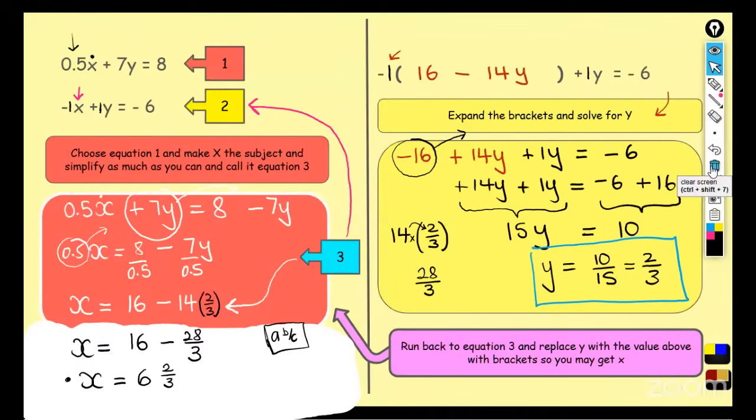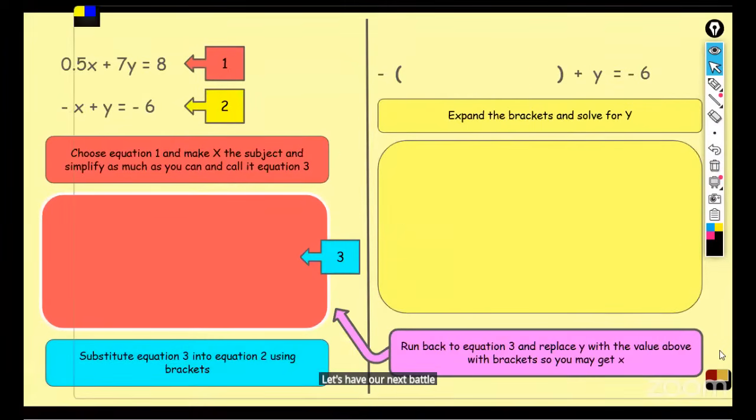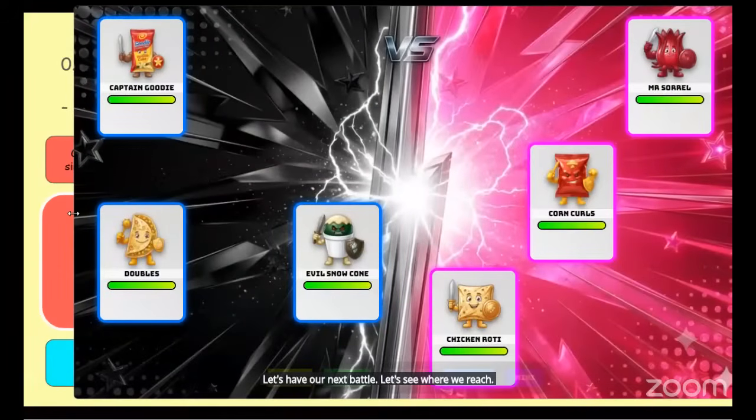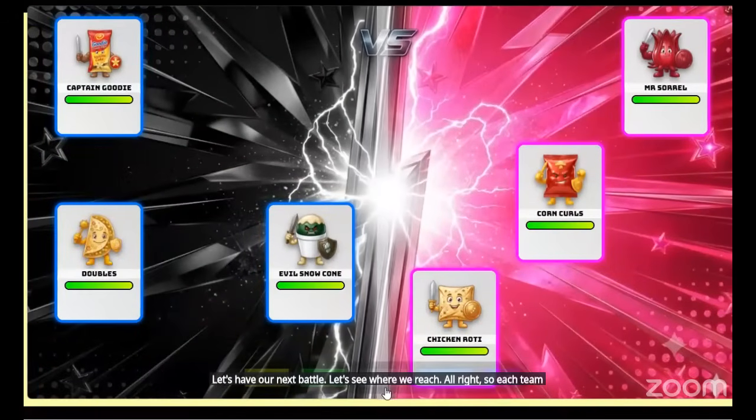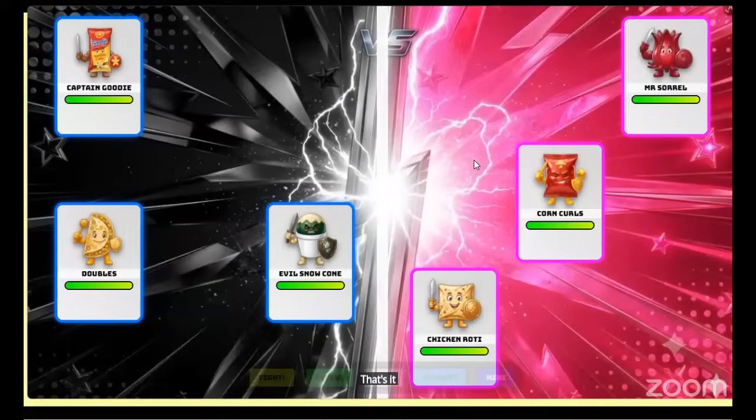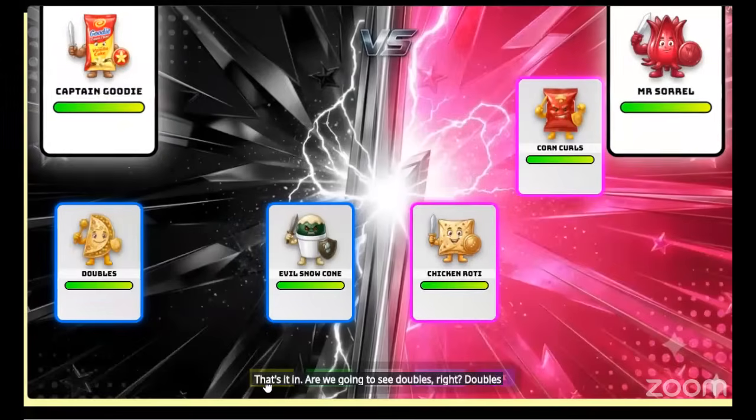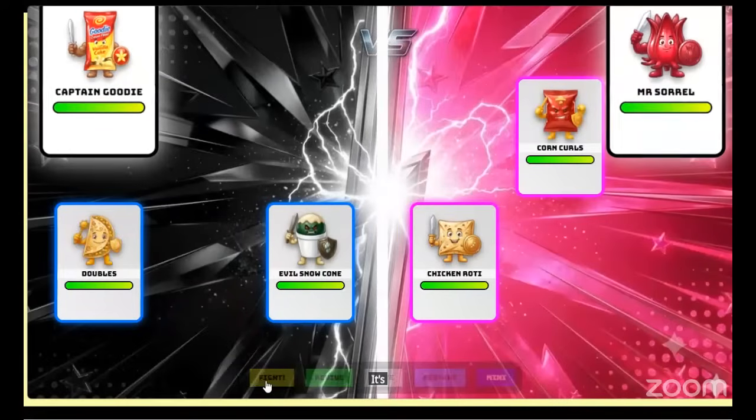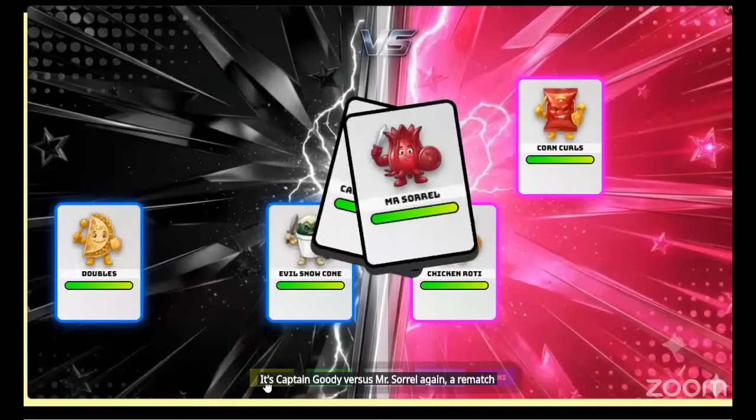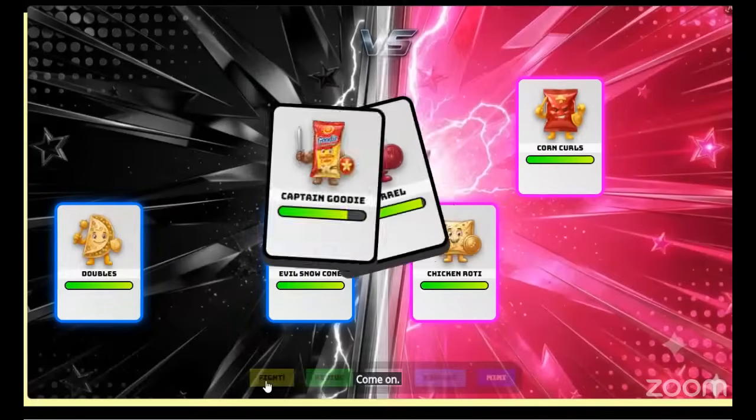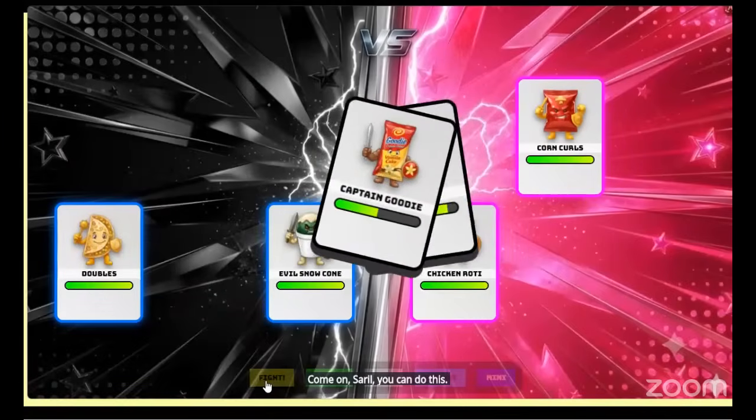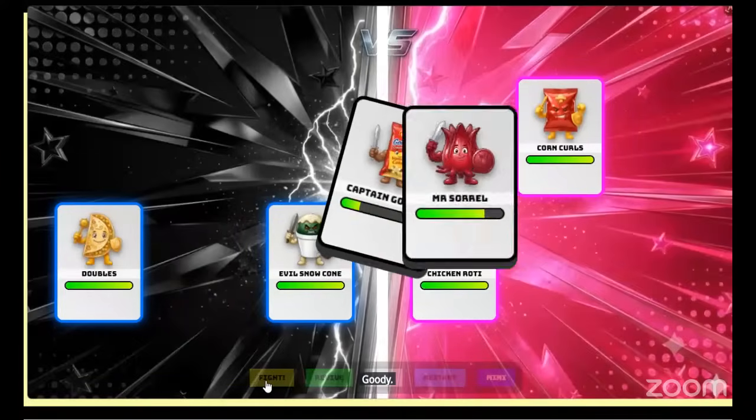I know you're just waiting for the battles, right? All right, let's have our next battle. Let's see where we reach. So each team has 3, right? I'm waiting to see doubles fight. It's Captain Goody versus Mr. Sorrel again. A rematch, right? Come on, Sorrel. You can do this. Goody is going down. He ain't good no more.